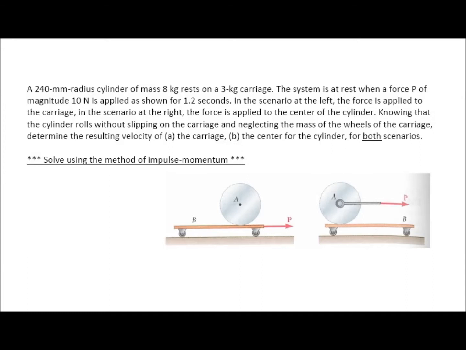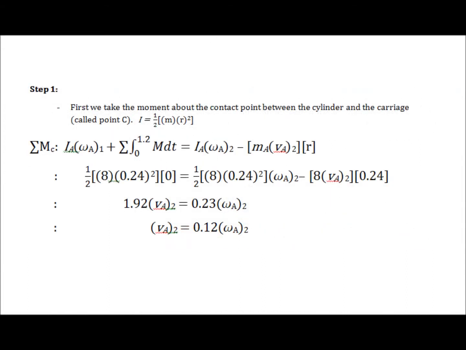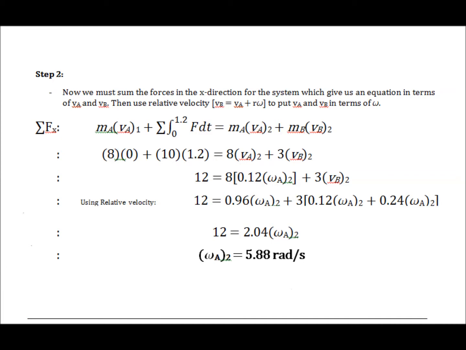The velocity of the point on the cylinder which is touching the cart is equal to the velocity of the entire cart, VBX. In order to solve for VA and VB, we need to take the moments about C, which is the connecting point of the cylinder and the cart. This will put VA in terms of omega A, which is the first step in solving the problem. Next, we take the sum of the forces in the x direction, and this will put the forces in terms of VA and VB. Since we already know VA in terms of omega A, we can use relative velocity to put VB in terms of omega A and solve for omega A.